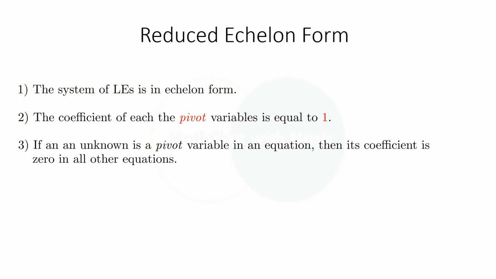A system of linear equations also has a reduced echelon form. An echelon form is called a reduced echelon form if the coefficient of each pivot variable is 1, and if a variable is a pivot variable in one equation, then its coefficient is 0 in all other equations. This system of linear equations is in the reduced echelon form. This is another reduced echelon form of a system of linear equations. W and Y are pivot variables and their coefficients are 1. The coefficient of Y is 0 in the first equation and the coefficient of W is 0 in the second equation. So this is a reduced echelon form.